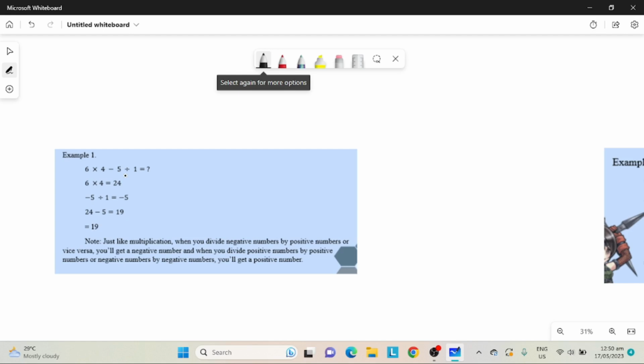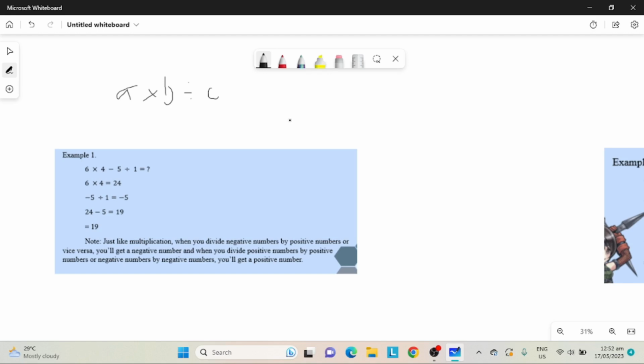Just like addition, it doesn't matter which comes first, but take note: if we have number A times number B divided by number C, there are two possible outcomes. We can multiply first and then divide, or divide first and then multiply.